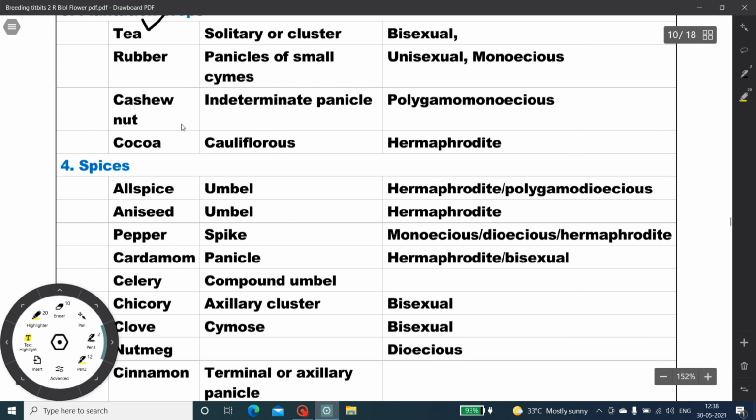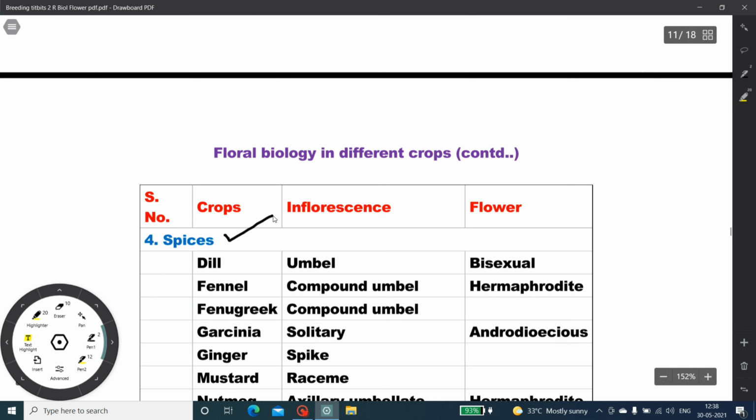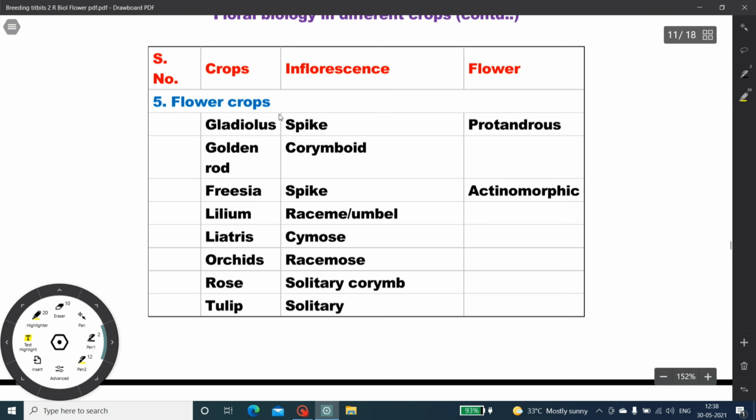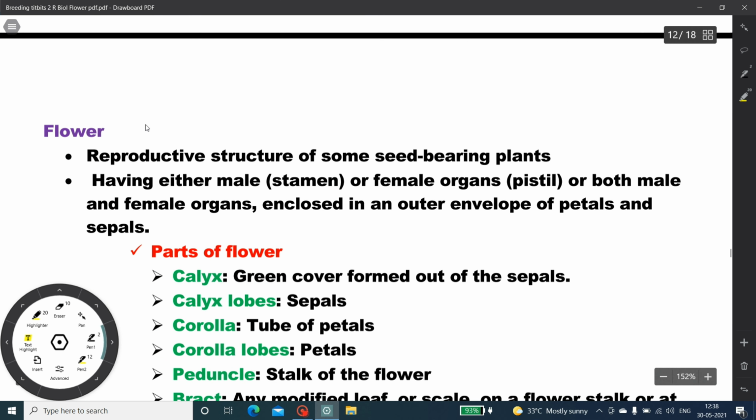The plantation crops continue. Spices continue in this table, and flower crops, and the flower crop is continued in this table also. And that's all about the inflorescence types present and also the type of flowers that are present in agriculture and horticulture crops. Next, we will move on to the next important aspect.